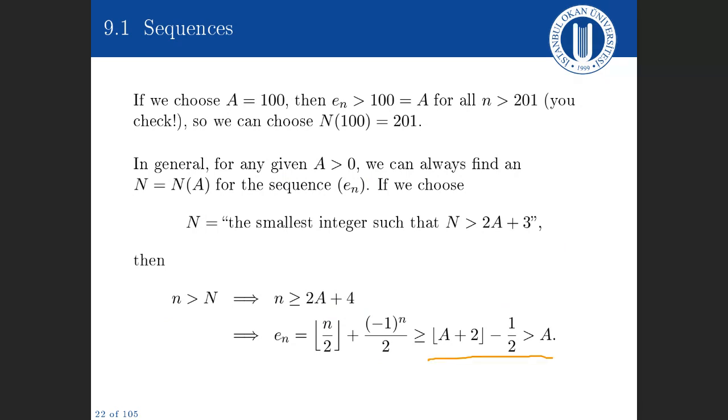And then the floor function of A plus 2. Remember, the floor function goes down a little bit. It doesn't go down a lot, just goes down a little bit. And then we do another minus a half, so we go down a little bit more, but we're still going to be bigger than A. If we choose capital N to be bigger than 2A plus 3, then small n bigger than capital N implies that e_n is greater than capital A.